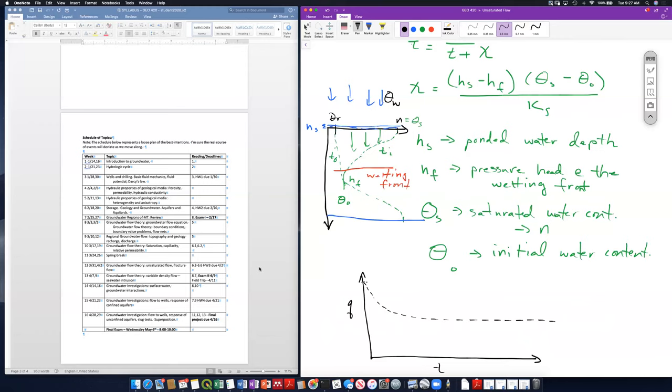So the wetting front moves down, the H_F. Yep. Does that curve, as more infiltration occurs, does that curve move to the right? Well, this is for a constant ponded depth. So Green-Ampt works if I'm raining hard enough that I keep a constant ponded depth. So let's say I keep it at 1 inch.